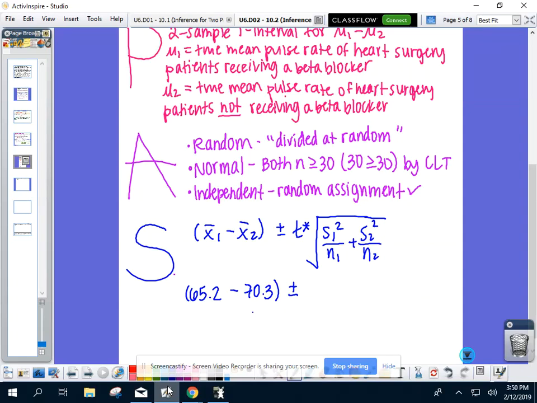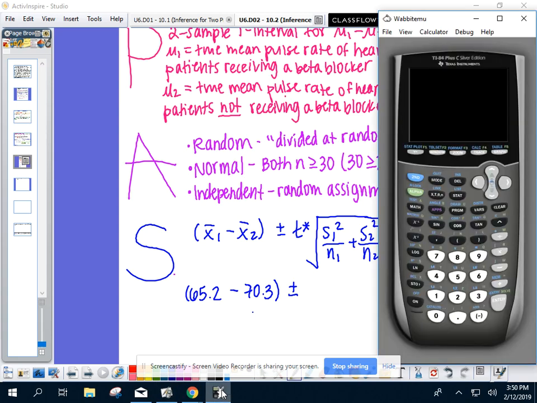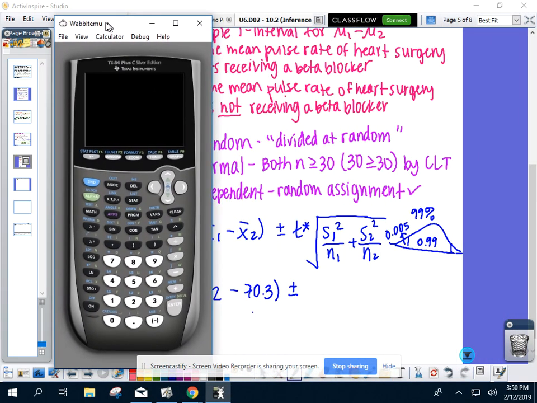All right, so we're back to find the t-star for a 99. Let's just draw it over here. 99%. We'll draw a little curve. Remember, 99% is in the middle, and all of our calculators with inverse t want us to use the area to the left. So I'll get my calculator out, move it over here.